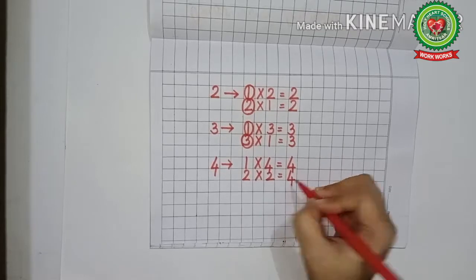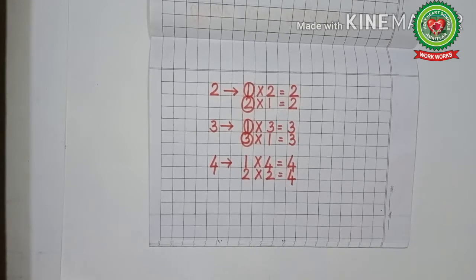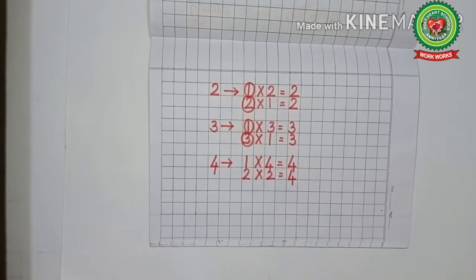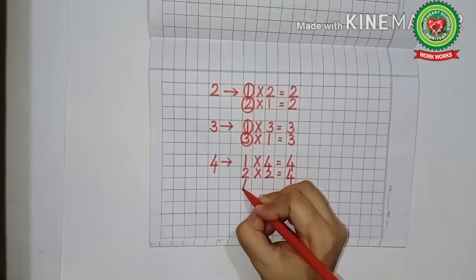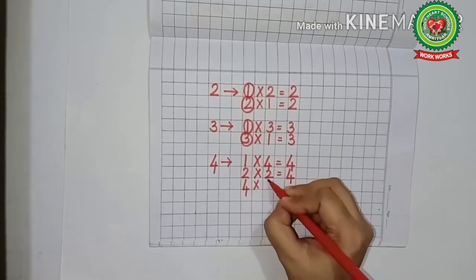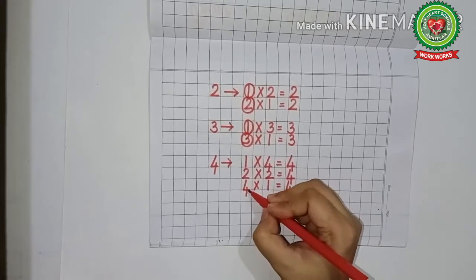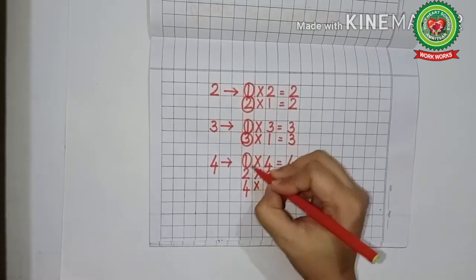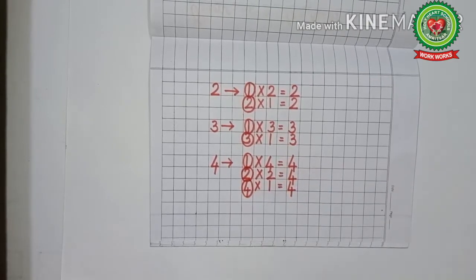Now let us check 3's table. 3 1's are 3. 3 2's are 6. Now is 4 coming in the table of 3? No. That means 3 is not a factor of 4. Now let us check 4's table. 4 1's are 4. That means 4 is a factor of 4. So 1, 2 and 4 are the factors of 4.